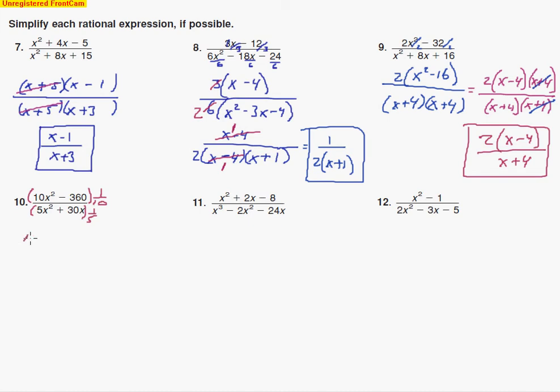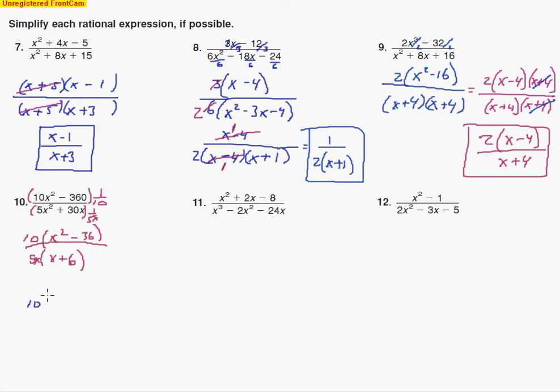So let's put the 10 on the outside. So I've got an x squared minus 36. Over here I've got a 5 and then an x squared. Actually, I'm going to take out 1 over 5x. I'm going to take out a 5x. So I've got x plus 6. So we can go ahead and factor that difference of two squares. Numbers that multiply to make 36, but subtract to make 0 would be 6 and negative 6.